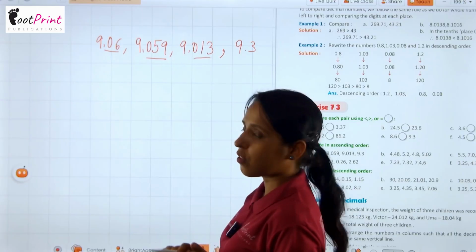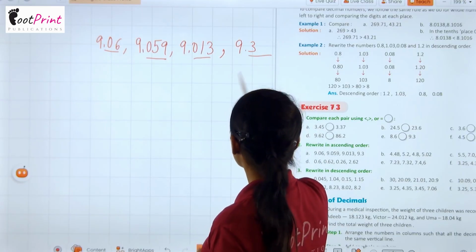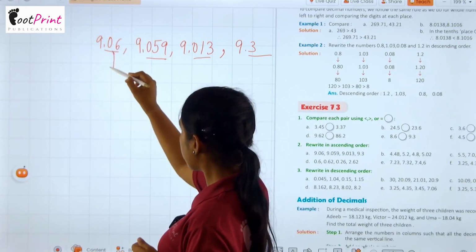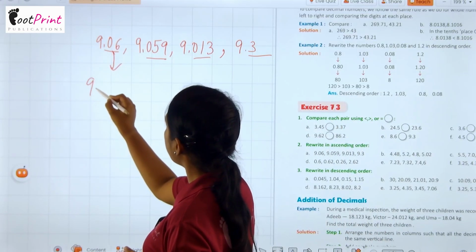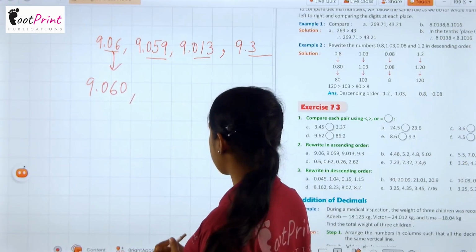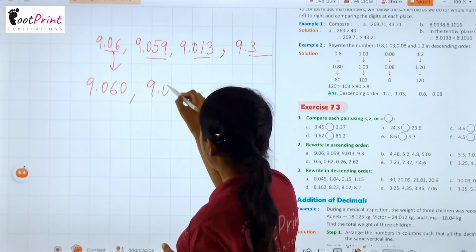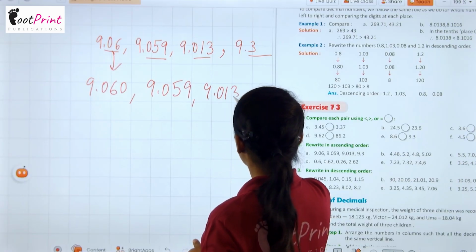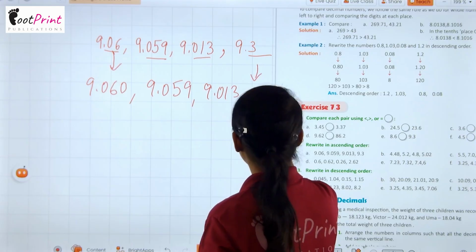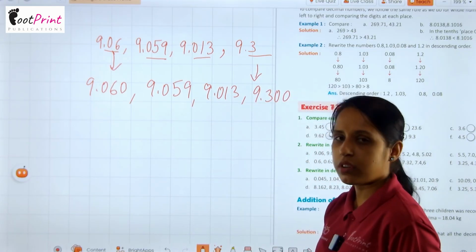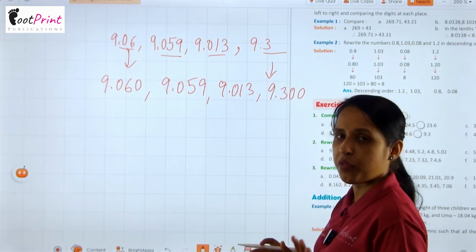In this we also have 3 places, and in this we have 1 place only. So we convert it into like decimals. Here we put 1 0 also to become 3 places. Here 9.059, then 9.013, and after that we convert it into 3 decimal places. So we get 9.300. Now we compare it.